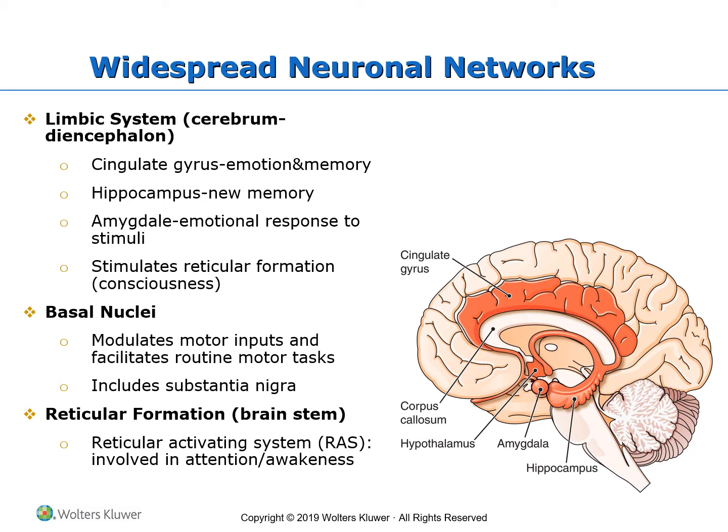In the limbic system, we can describe a few subsections. The first one is the cingulate gyrus, and that's a portion of the cerebral cortex that presents itself as a loop over the corpus callosum. And this one we know for sure is associated with emotions and memories.